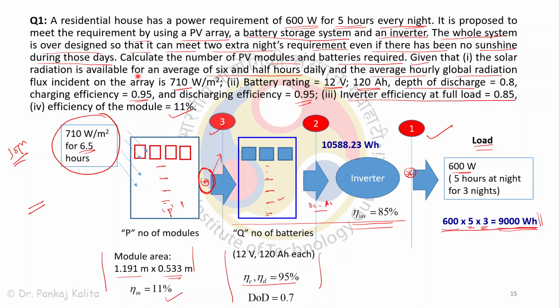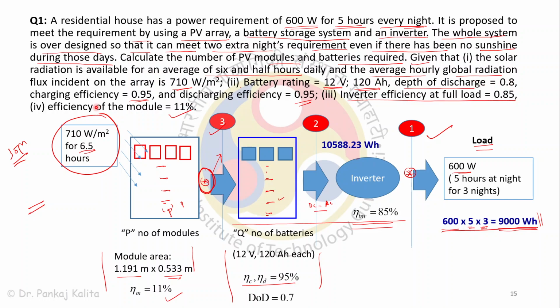Given that solar radiation is available for an average of 6.5 hours daily. So how much is the irradiation? 710 watt per meter square, and it's given. Battery rating is also given, 120 ampere hour, 12 volt.